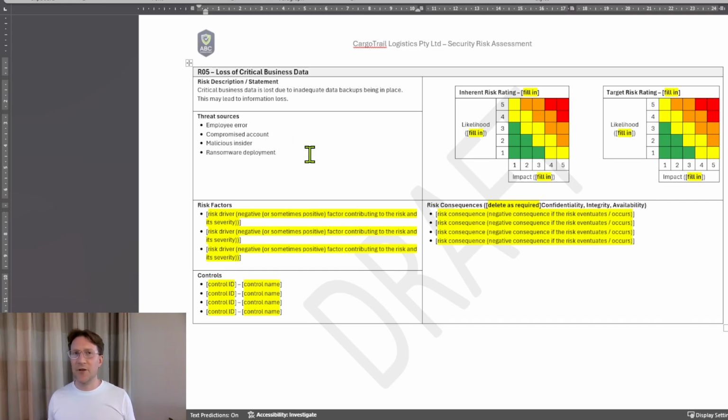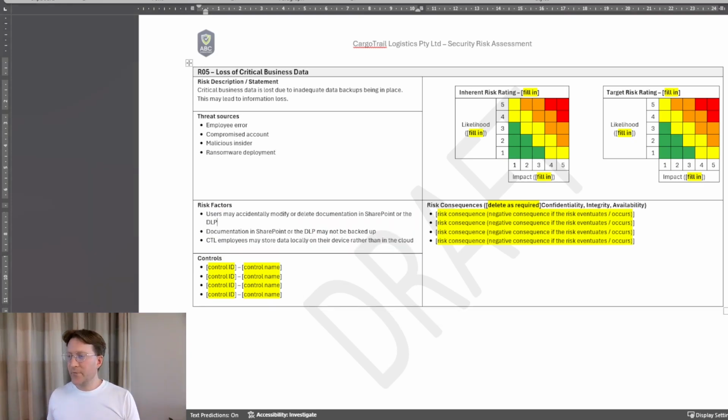So this does overlap a little bit with some of the previous risks, but to illustrate the different types of situations, different types of risks that you might encounter, and to be able to talk about these different situations a bit more, I thought I would include this as a separate risk. Risk factors, we may have employees or users accidentally modifying or deleting information in SharePoint or the digital logistics platform. And then we have the accompanying fact that information stored in those two locations may not have a backup.